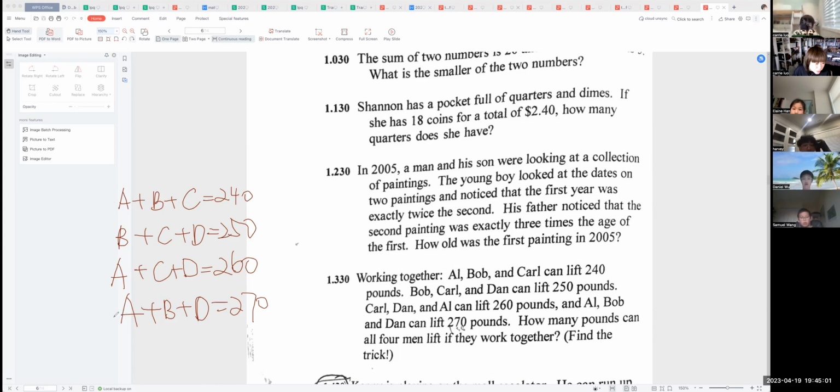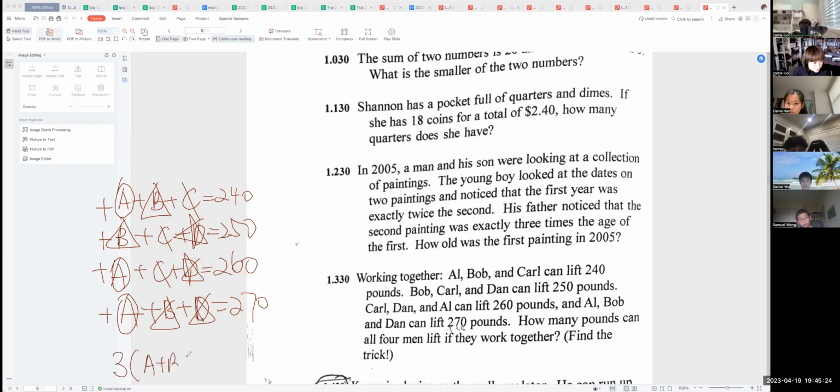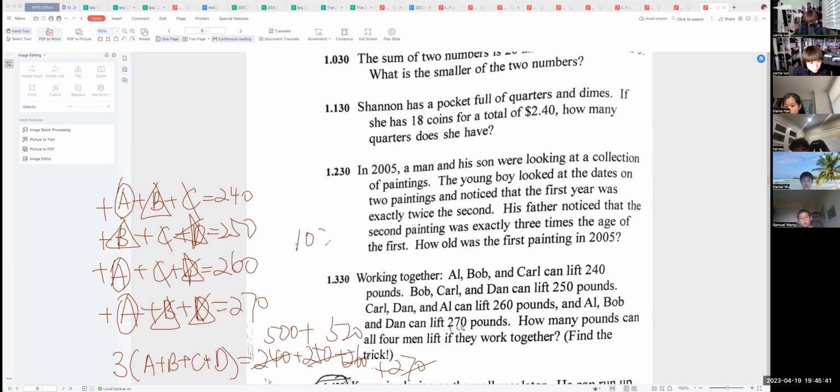And I don't know why you take so long, because everybody, if you take a look at this one, you plus everything together. How many A's are there? 1, 2, 3. How many B's are there? 1, 2, 3. And how many C's are there? 1, 2, 3. And how many D's are there? 1, 2, and 3. So that means plus them together, we have 3 times A plus B plus C plus D equals 240 plus 250 plus 260 plus 270. Correct? So these 2 plus together equals 500. These 2 plus together 520. So 1020.